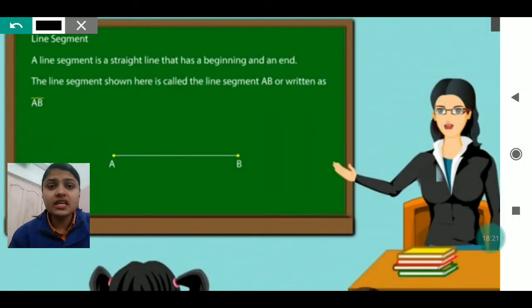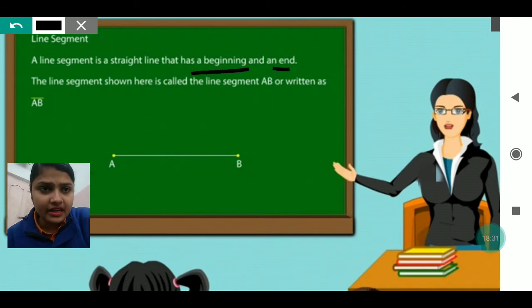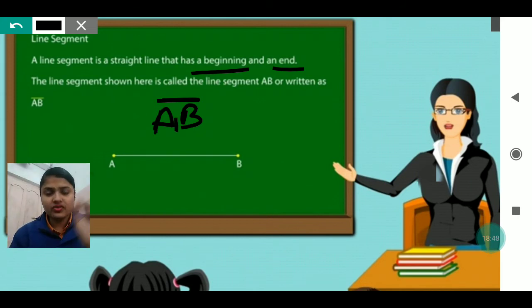In the same way, a line segment is a straight line that has a beginning and an end. Okay, it has a beginning, a start, and it has an end. The line segment shown here is called line segment AB, or written like this. This is the symbol which we put above the line segment, one dash, from where it has started until where it ends, because it has a fixed length so we can measure it.